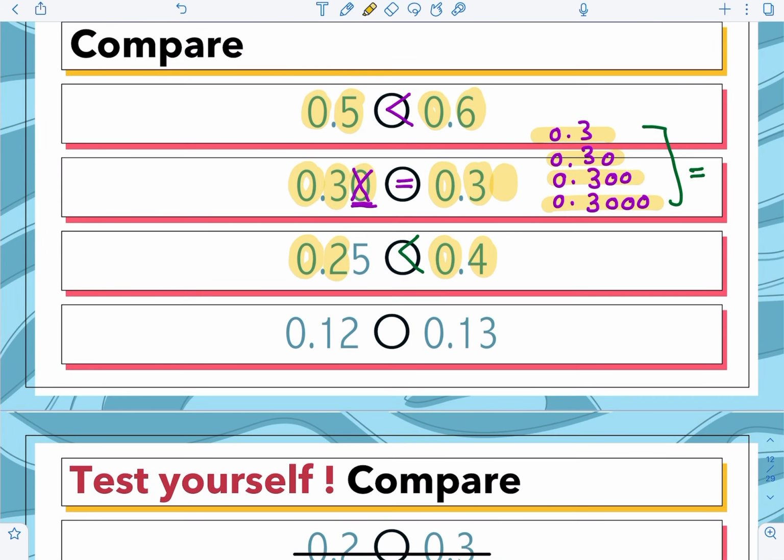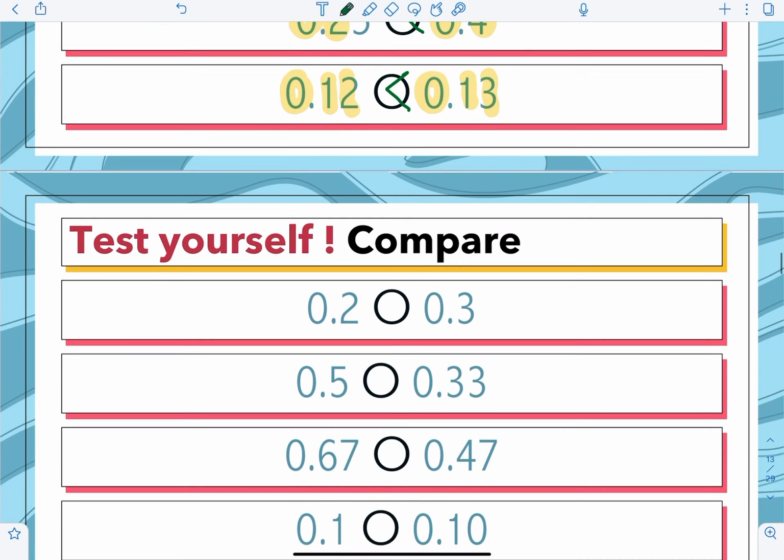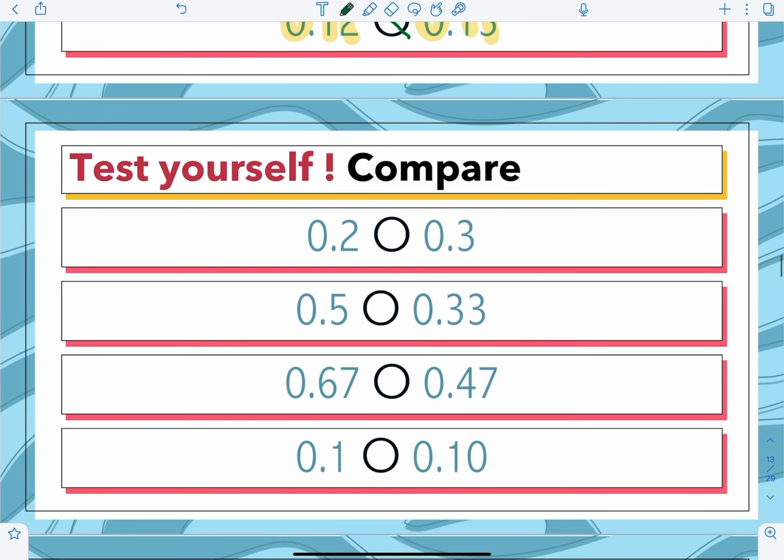After that, here I have 0.13 and 0.12. Both have 0 and 1, then I have 3 and 2. So which is more? Of course, the 3 is more. So 0.13 is more than 0.12. I hope you got it. Now I need you to test yourself and compare these numbers. Stop the video and try to do it by yourself.